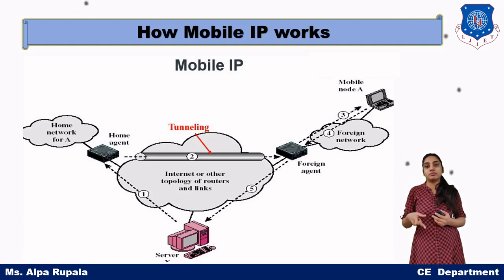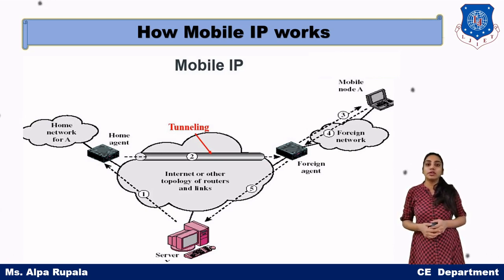now the second step is registration. As soon as the router identifies that there is a foreign node in the network, it will register the foreign node, give the foreign node a care of address, and that care of address will be registered to the home agent of that particular node. So the second process is known as the registration process.